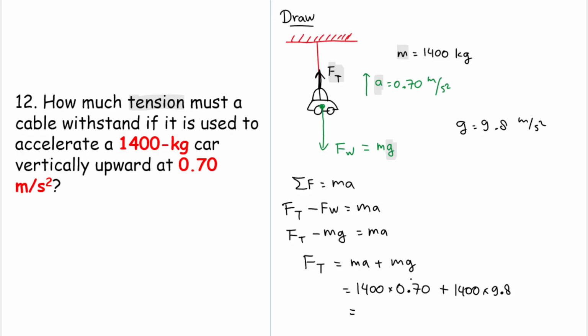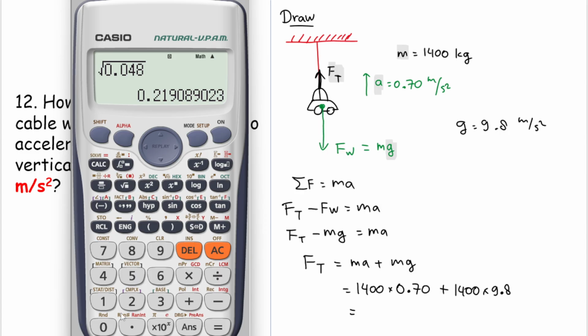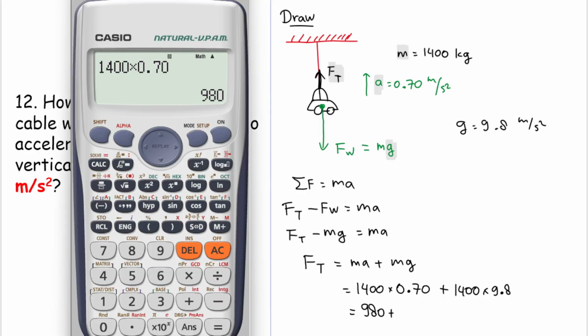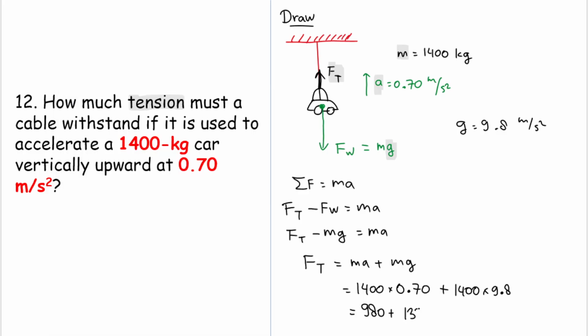Okay, for this one, maybe let's use a calculator. So I'll have 1400 times 0.70, okay, I will have 980, and then plus 1400 times 9.8. Okay, I will have 13,720. And then this will be our final answer.